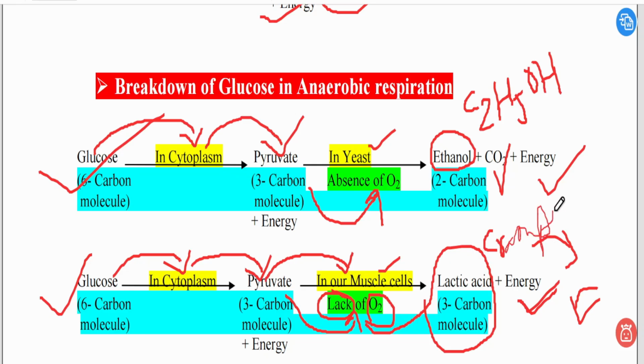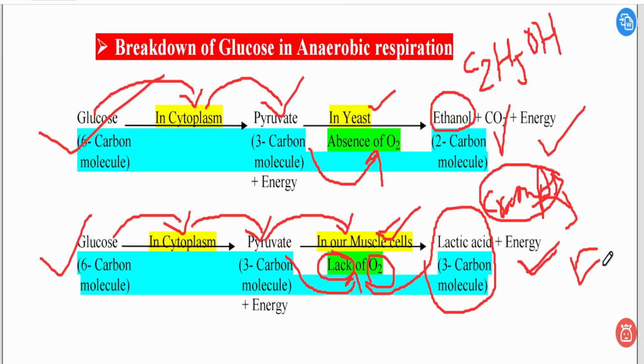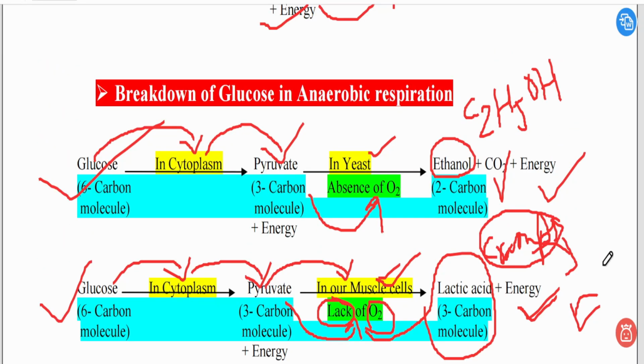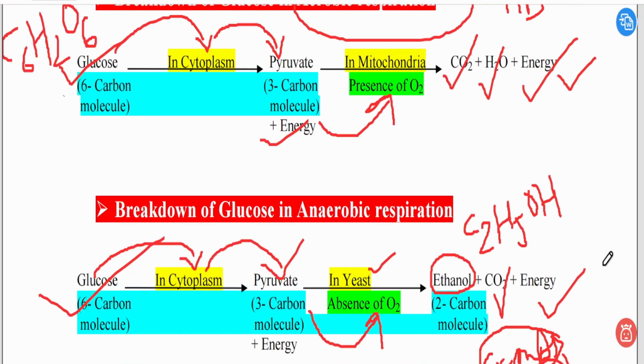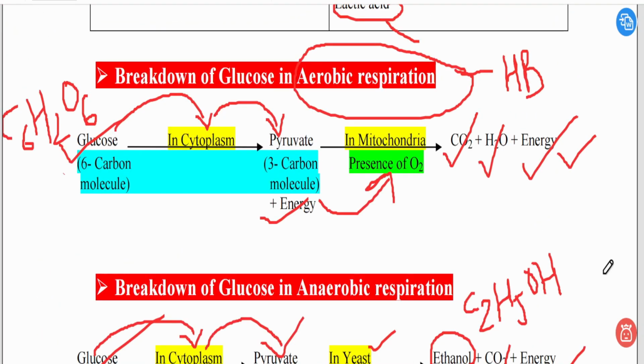Joints of your body where muscle cells are being used, like in your hands and legs, where movement was continuously done during the running process. So it will cause cramps. This lactic acid will cause cramps in those joints of your body where muscle cells are attached to the skeleton of your body. So these are the processes of breakdown of glucose in either aerobic or anaerobic respiration.